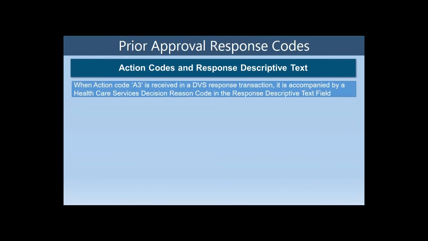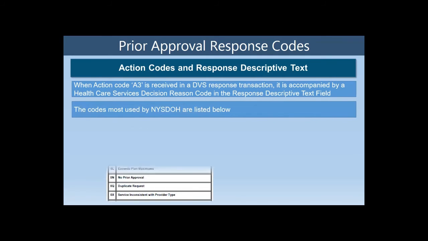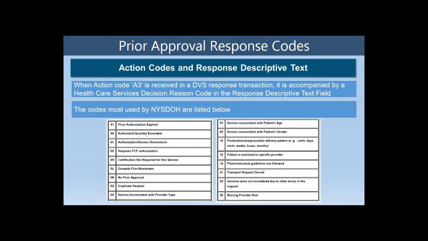When action code A3 is received in a DVS response transaction, it is accompanied by a healthcare service decision reason code in the response descriptive text field. Examples of a DVS descriptive text response when action code A3 is received are listed here. Some examples are 0Q, duplicate request. The entered transaction is a duplicate of a previously submitted and approved DVS transaction. 0Y, service inconsistent with patient's age. The member's age is below the minimum allowable age or exceeds the maximum allowable age for the procedure code entered.